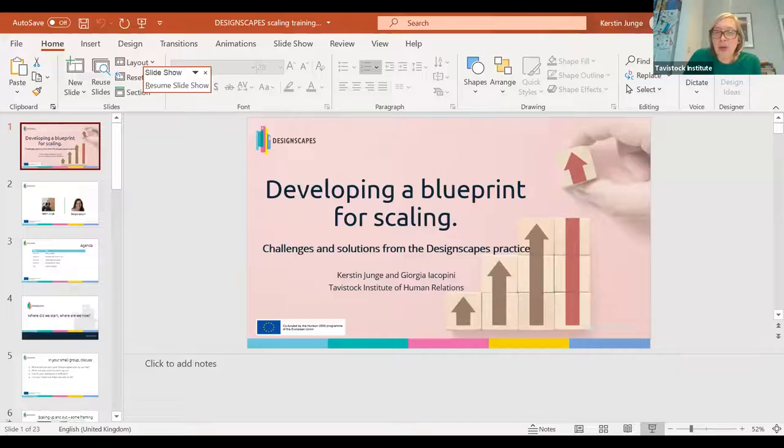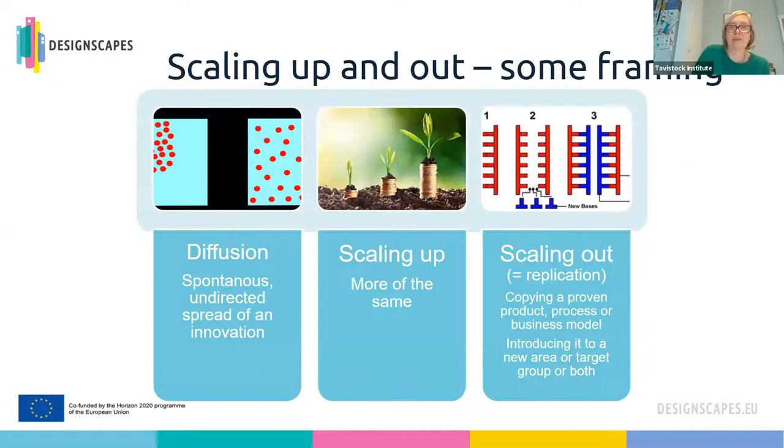So what we're talking about with each other today is scaling. Scaling up, which we might think of as doing more of the same, and scaling out. Just as an initial prompt, I thought it might be useful to be a little reflective of terminology, because I think terminology and categories can be quite useful when we're engaging in new things. Scaling has different meanings.